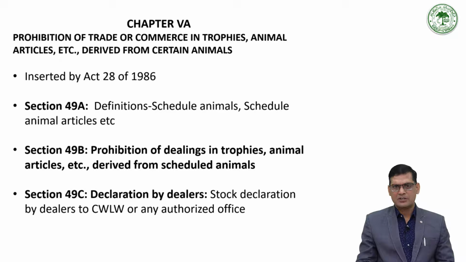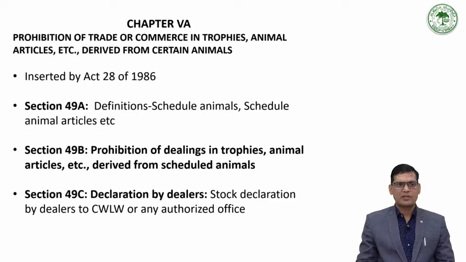However, a person holding a license as a taxidermist under Section 44 may be allowed to perform taxidermy on a scheduled animal if it is for or on behalf of the government, or with previous authorization obtained in writing from the Chief Wildlife Warden for and on behalf of any person for scientific or educational purposes. Cooking or serving meat procured from a scheduled animal in an eating house is also prohibited.